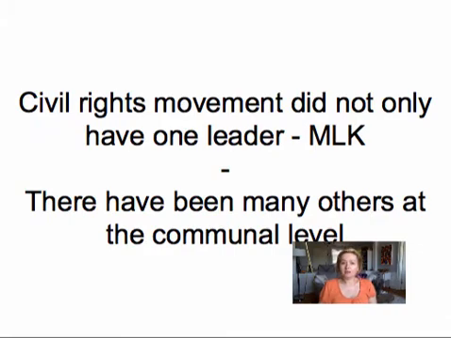So the civil rights movement in the US and in other places, and the movements against colonization, movements against oppression of some groups, did not have only one leader. The civil rights movement had one prominent leader, Martin Luther King, but there were many other leaders at the communal level, right?